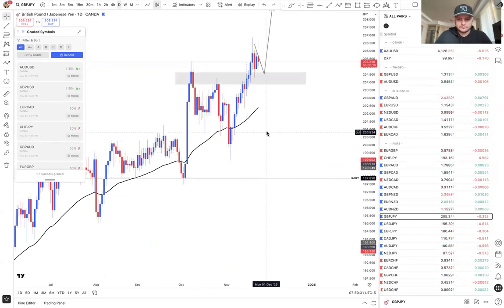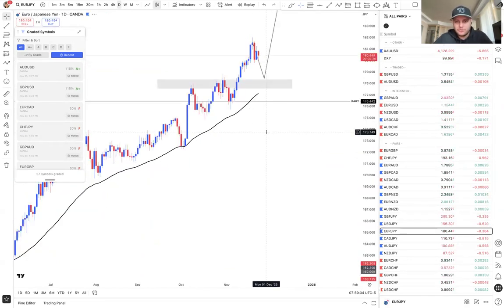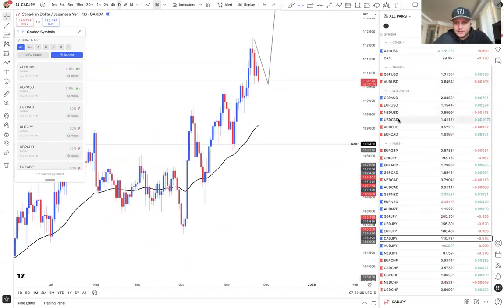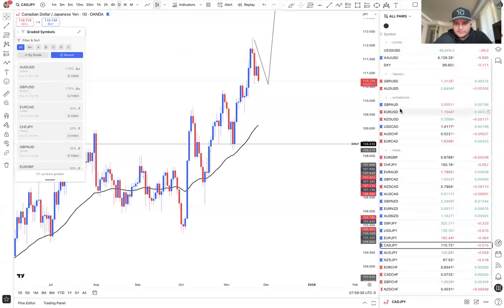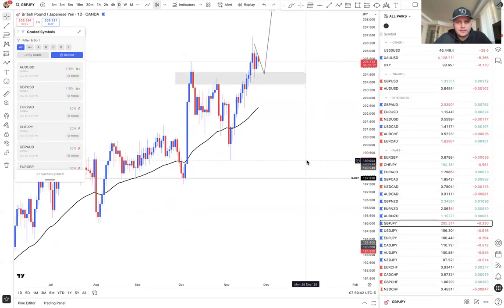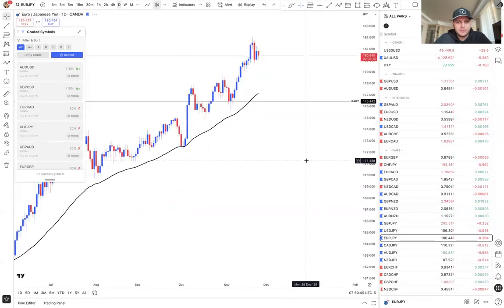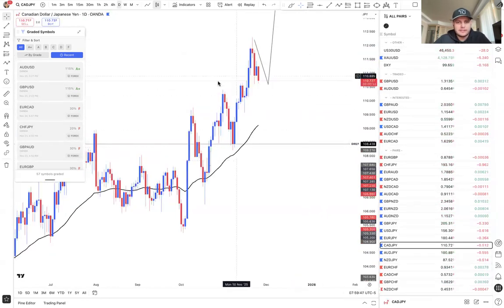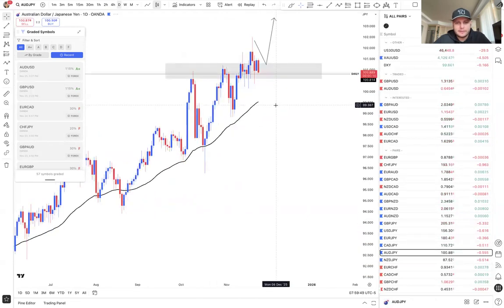GJ. So these are going to be similar to CHF JPY, where we're currently having a pullback. Now, this pullback is going to be temporary. I think that we're only pulling back into previous structures in order to buy.